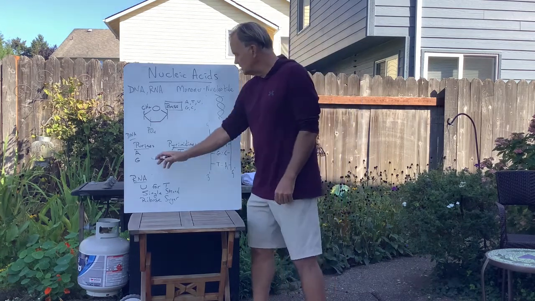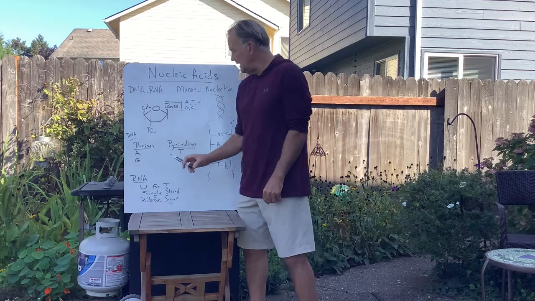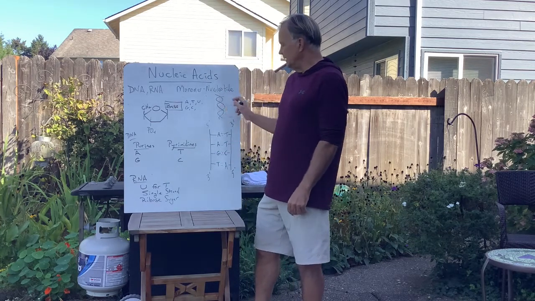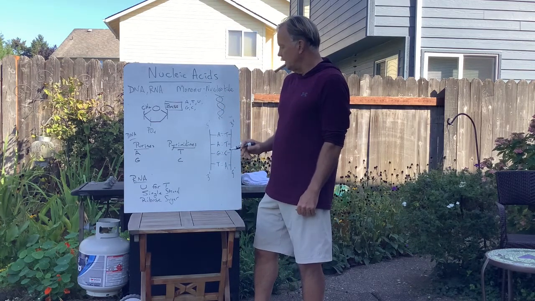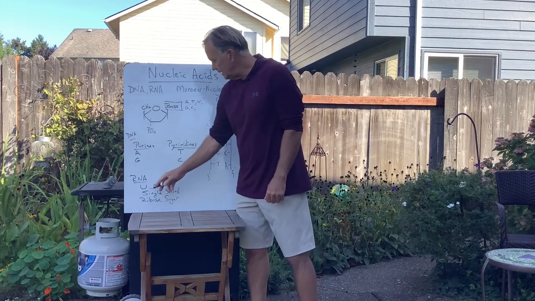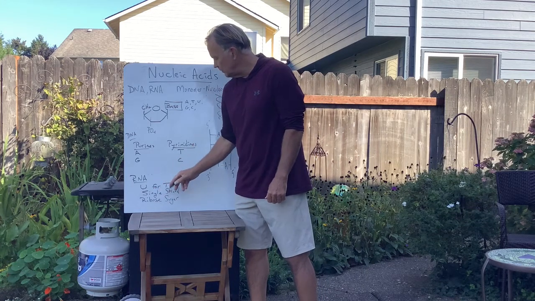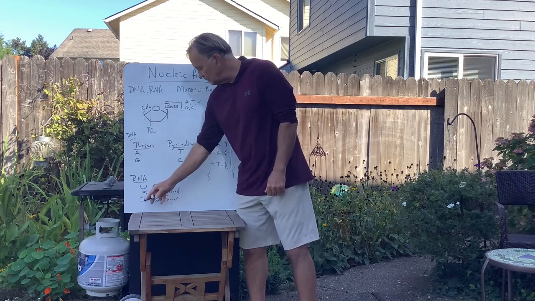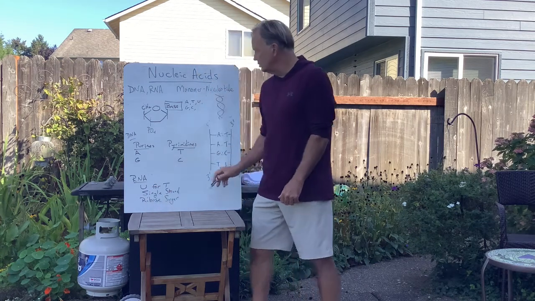And then of course RNA is different than DNA. DNA, of course, is this double helix, double strand. RNA is just a single strand. Instead, it substitutes uracil for thymine. And instead of deoxyribose sugar, you have ribose sugar instead.